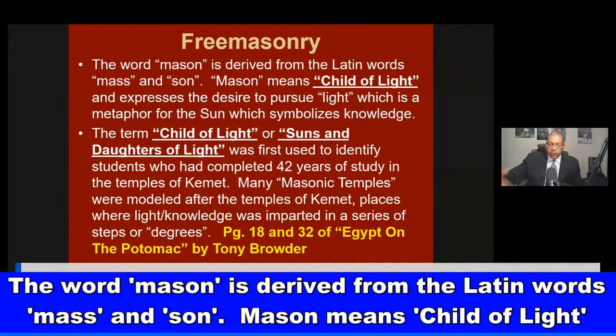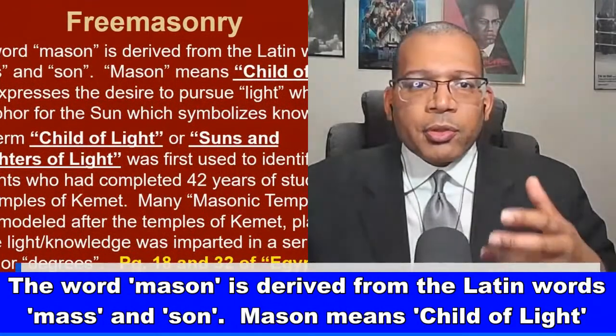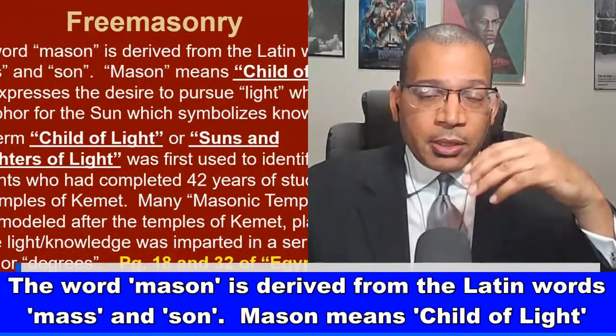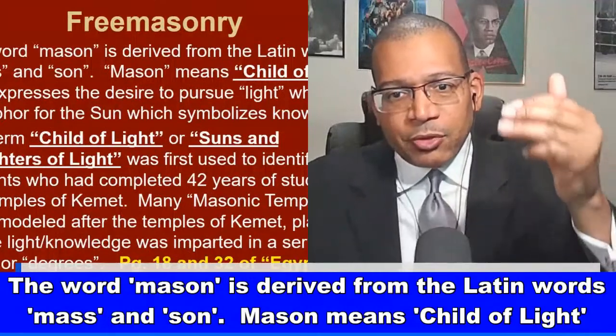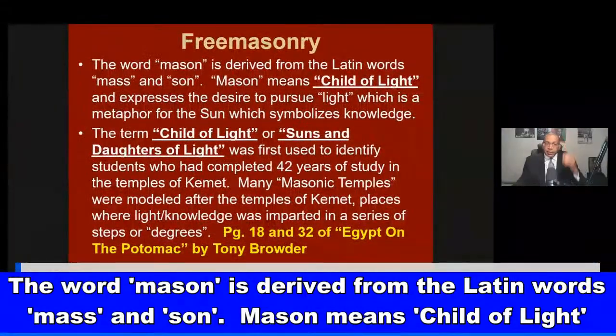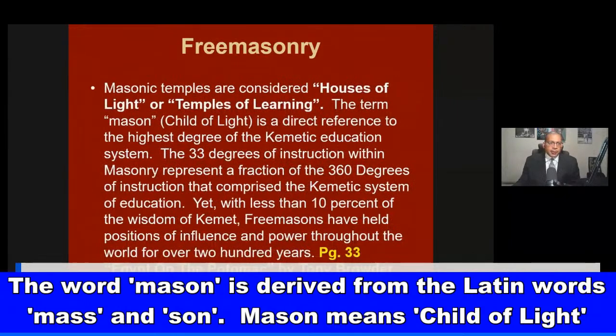And he talks about the 7 liberal arts and the concept of getting your credentials at an institution of higher learning in a series of steps, in a series of degrees: associate's degree, bachelor's degree, master's degree, PhD. That comes out of the Nile Valley region of Africa also. Read Egypt on the Potomac by Tony Browder, pages 18 to 32. He talks about this.